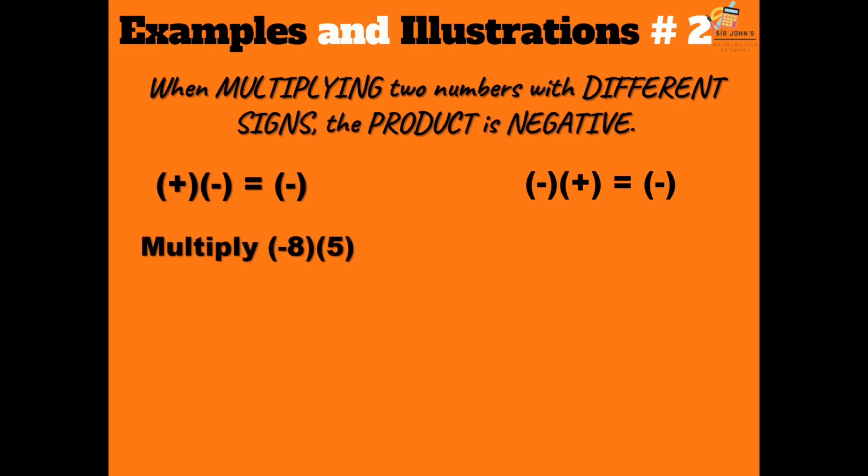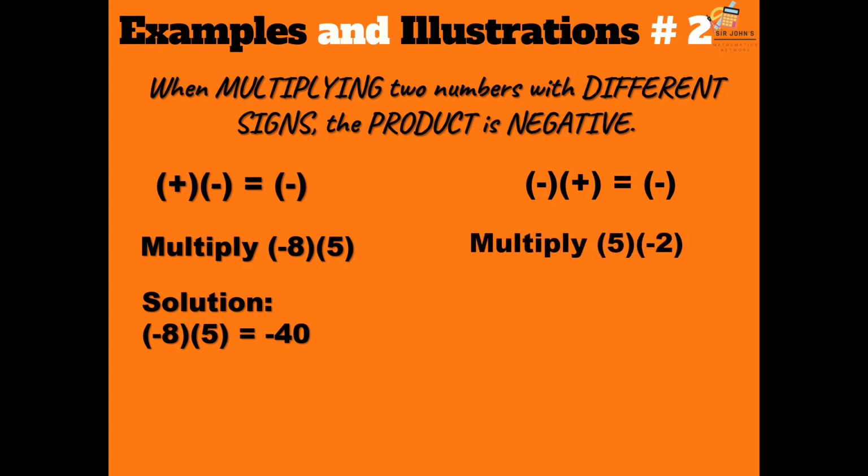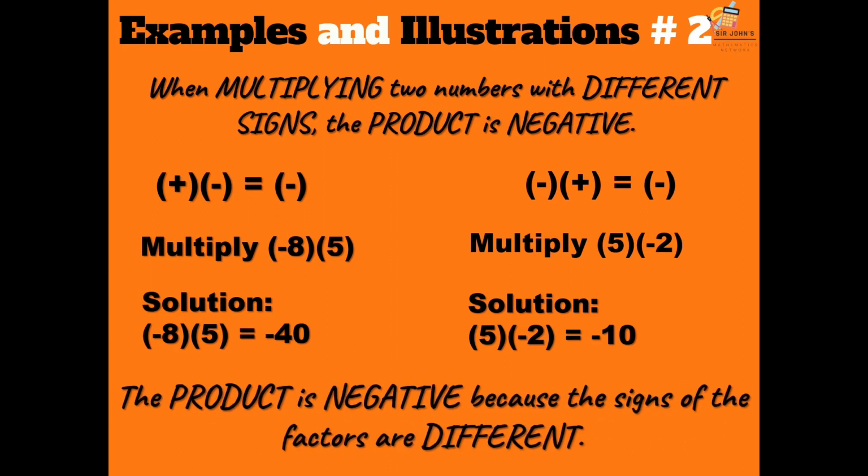Let's say we have this example, multiply negative 8 times positive 5. The solution is negative 8 times positive 5, that is equal to negative 40. Another one, multiply positive 5 times negative 2. The solution is positive 5 times negative 2, that is equal to negative 10. Kung mapapansin nyo, parehas negative yung product. The product is negative because the signs of the factors are different.